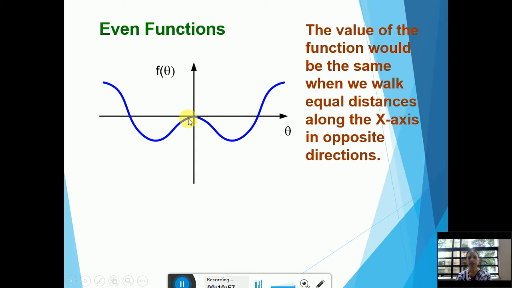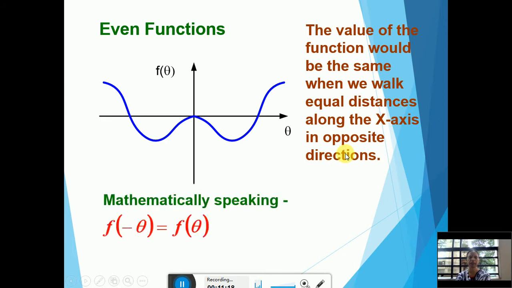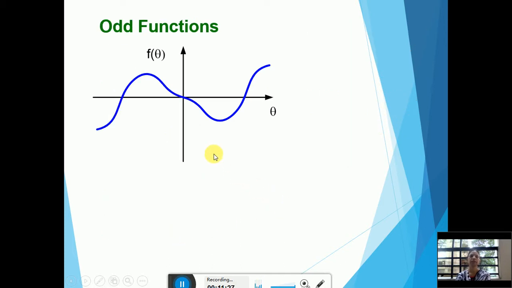The value of the function from the origin: if you go a magnitude of some distance on the x-axis to the right, and the same distance to the left, the value remains the same. When we walk towards the positive x-axis and towards the negative axis, the value remains the same in both directions. Then it is said to be an even function. So f of minus theta is equal to f of theta is the mathematical definition. Then that given function is called an even function.